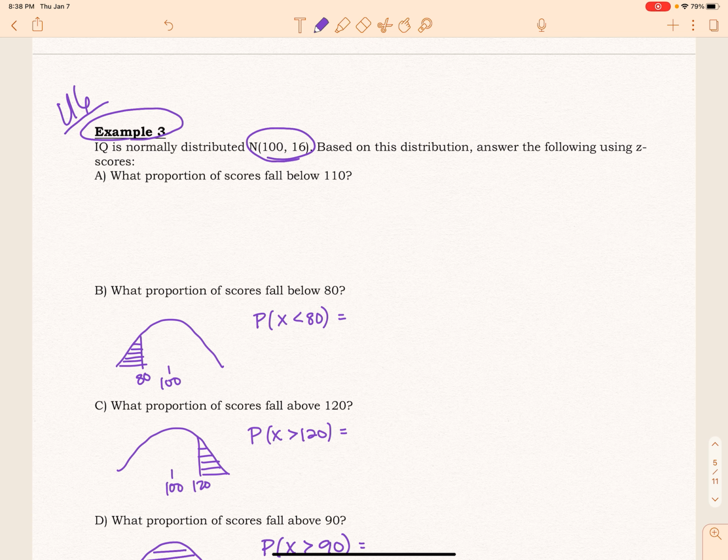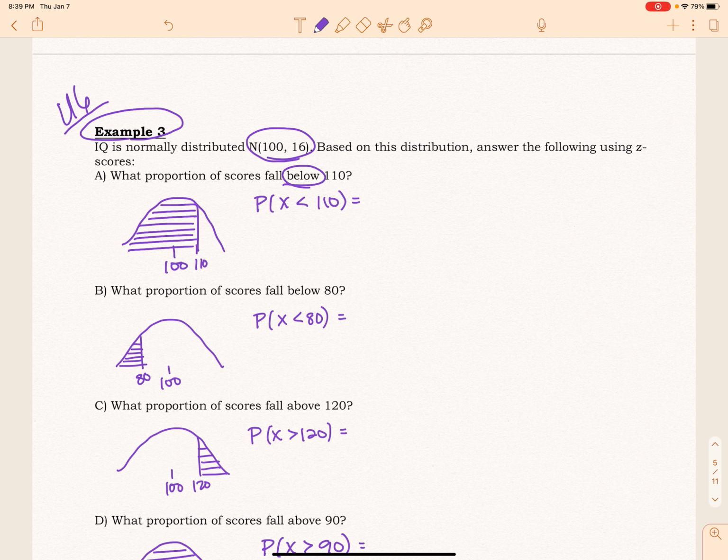All right, so for part A, we're looking at the proportion of scores that fall below 110. So we are always going to start out with a picture, and I'm going to mark the mean all the time, and then I want the proportion of scores that fall below 110. So 110 is going to be above 100, so I'm going to make a mark right there, and then I want to shade to the left because I'm interested in below 110. And then I'm going to write an inequality. So the probability that x is less than 110.